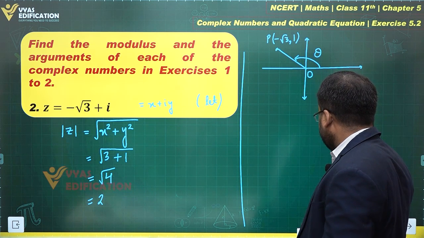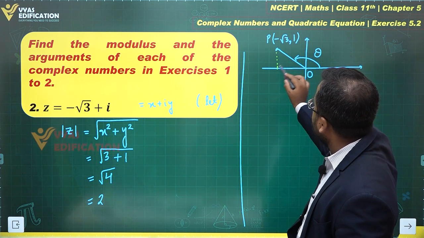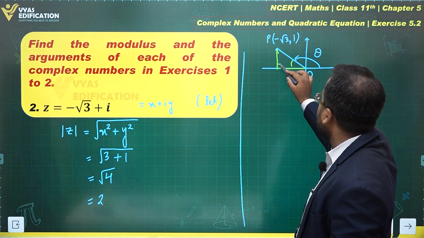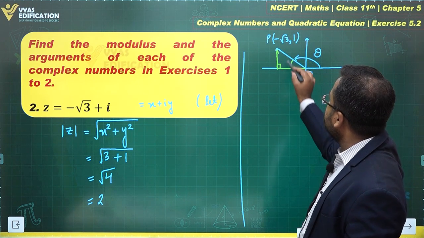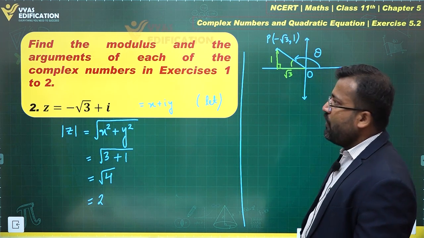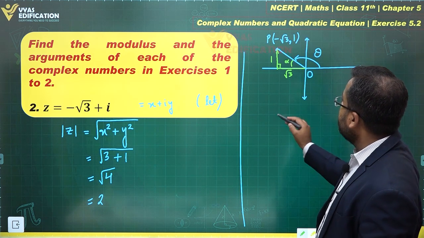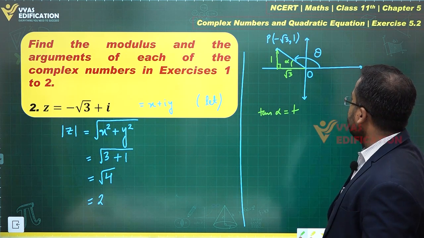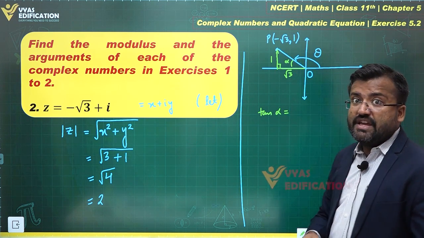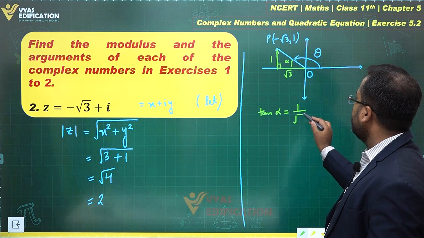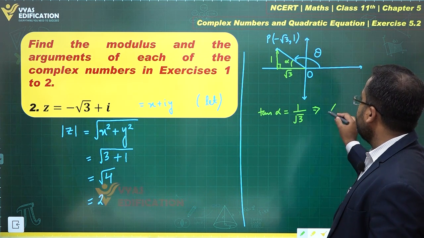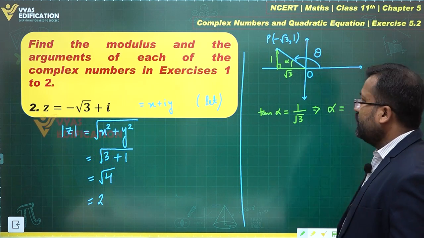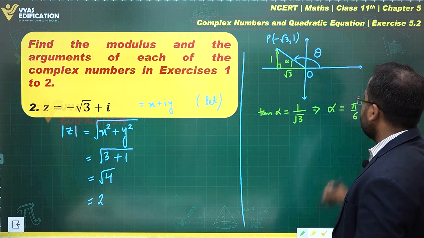So for finding this angle theta, this argument of z, we'll first find this alpha over here. For this alpha we need this base and this perpendicular. What is this base length? This base length is simply equal to root 3 and this is 1. Therefore alpha can be easily found. Tan alpha is perpendicular upon the base. What is the length of perpendicular? Perpendicular is 1 over the base root 3. If tan alpha is 1 by root 3, what is the value of alpha? Alpha is simply pi by 6.